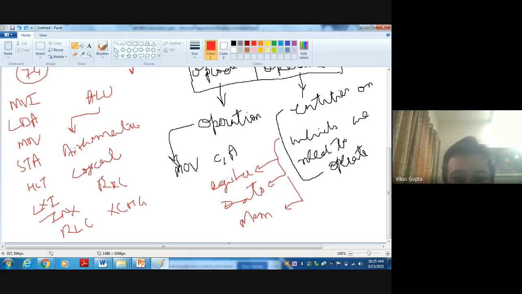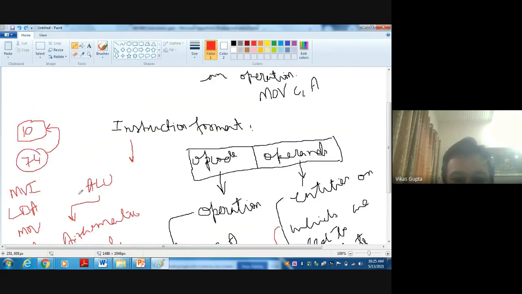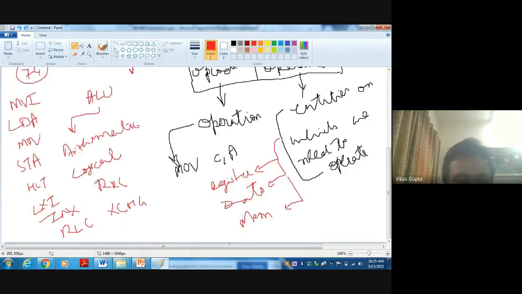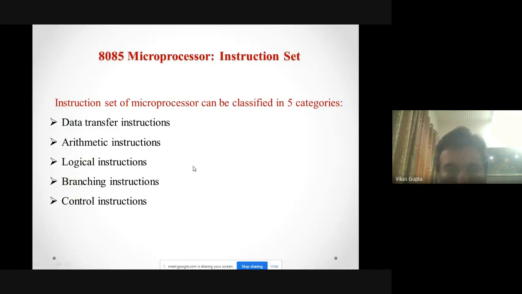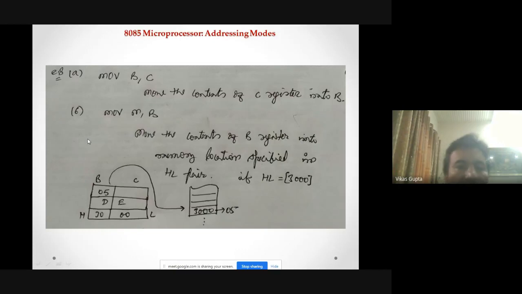So let us again discuss very quickly the instruction set of microprocessor 8085. Fine. So we have the data transfer instructions, arithmetic, logical, branching, and control instructions. In the data transfer instructions, normally we go for the move instruction. तो जैसे मैंने आपको पहले ही बताया था, अभी एग्जांपल भी लिया था आपके सामने, MOV B, C, we are copying the content of the C register into B.